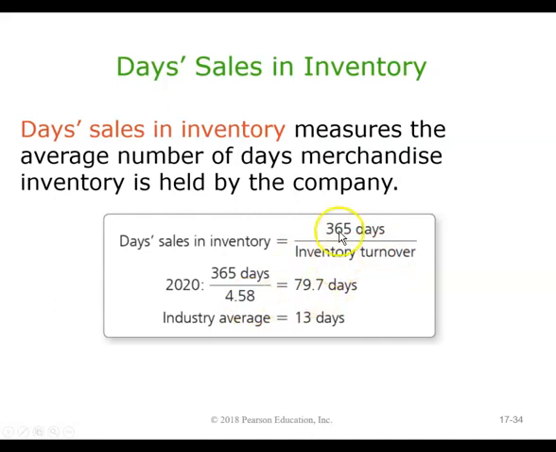So all we do is put 365 days, because that's how many days are in a year, on as the numerator. And if we say 365 days divided by 4.58, we can see that on average, it is taking us 79 days to sell our inventory. Whereas the industry average, it's only taking them 13 days. So either we don't have enough customers coming in, or not enough customers are choosing our inventory, or perhaps we don't have the right sizes in our inventory, but there is some sort of an issue here that it's taking us so much longer to sell our inventory than the industry average.